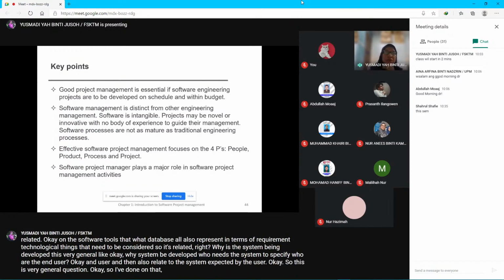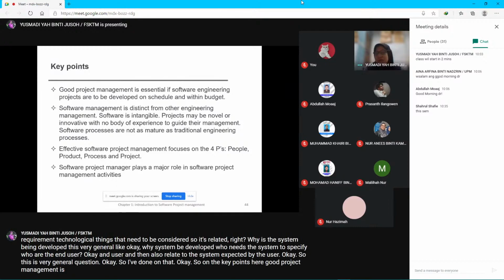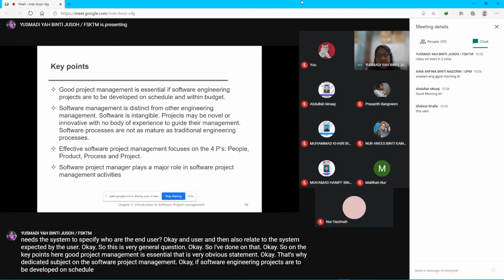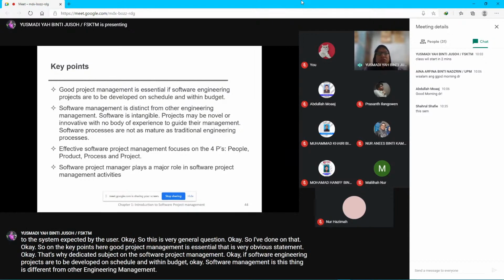On the key points here, good project management is essential. That is a very obvious statement, which is why there is a dedicated subject on software project management, if software engineering projects are to be developed on schedule and within budget. Software management is different from other engineering management because it is intangible, as mentioned in the previous slide.